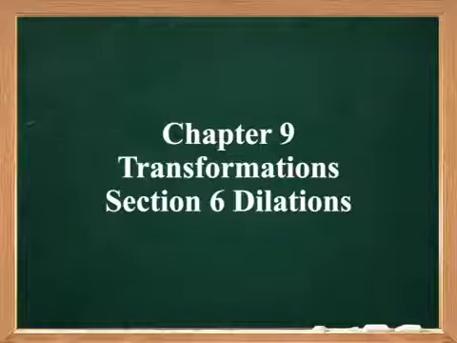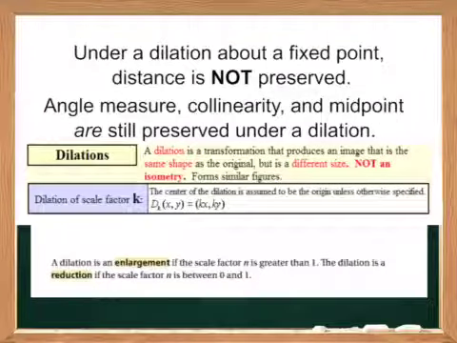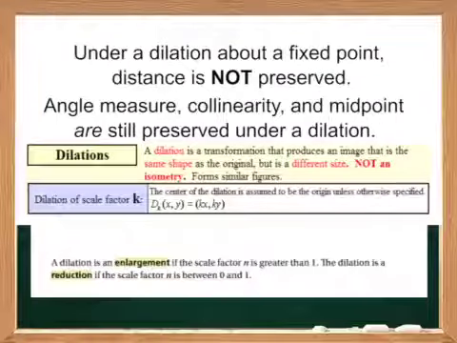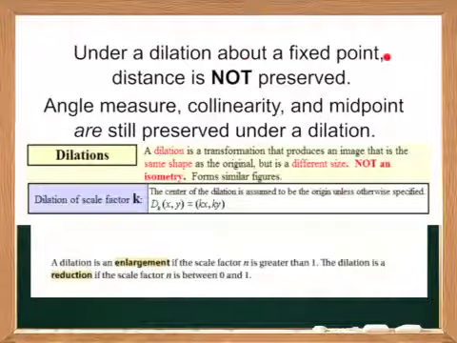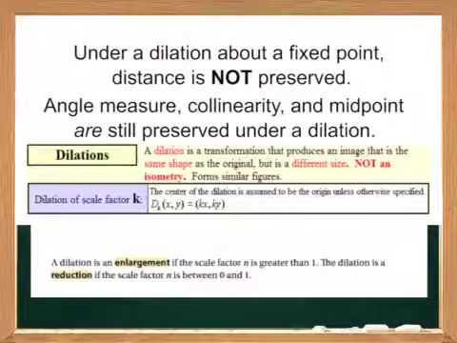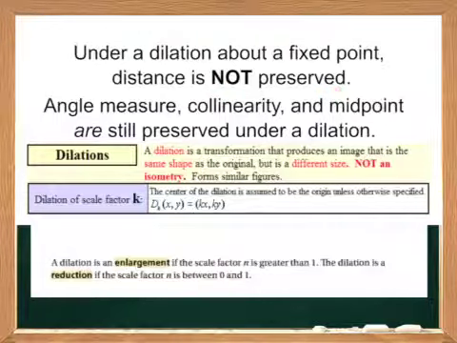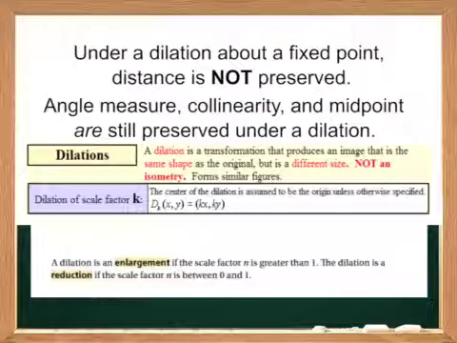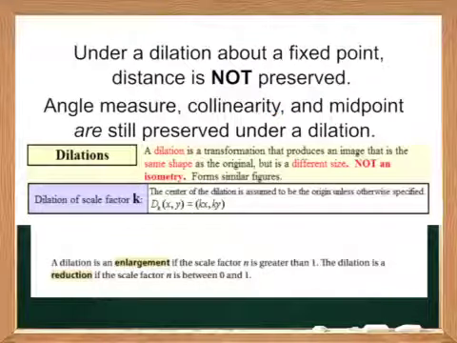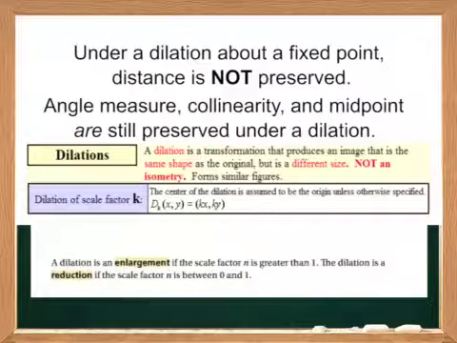Chapter 9, Section 6, Dilations. So under a dilation about a fixed point, and for us it's usually going to be about the origin, distance is not preserved. So it's not an isometry, it's not a rigid motion. However, angle measure, collinearity, and midpoint are still preserved under a dilation.